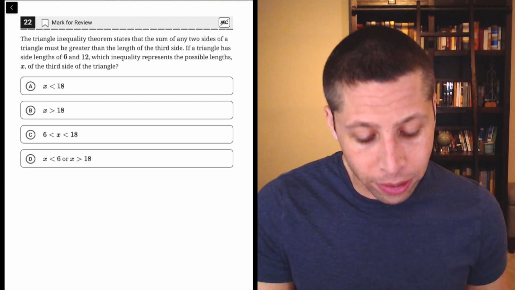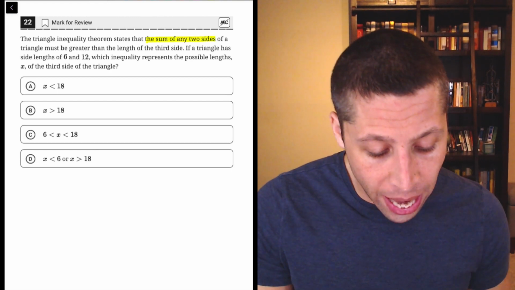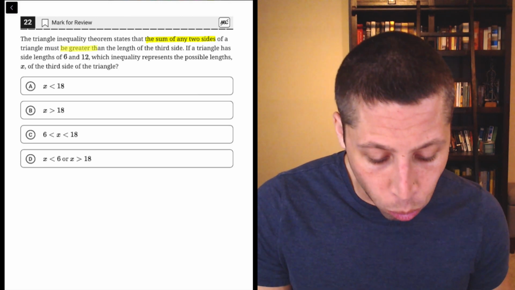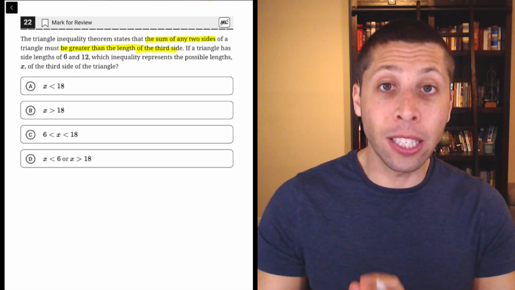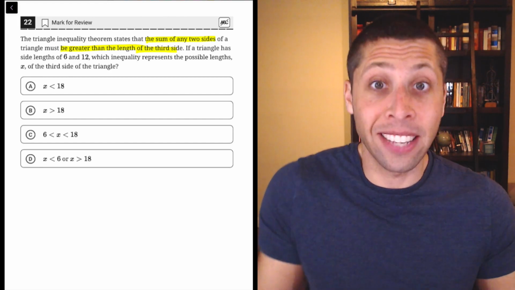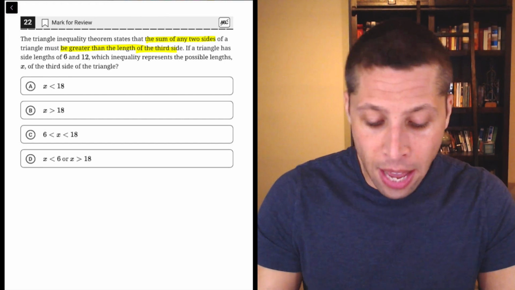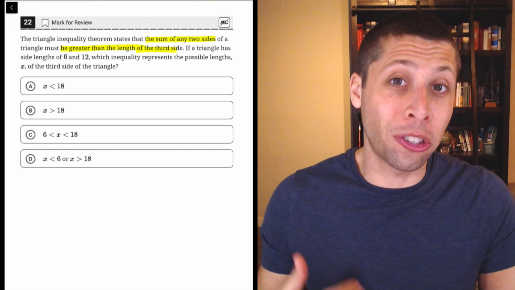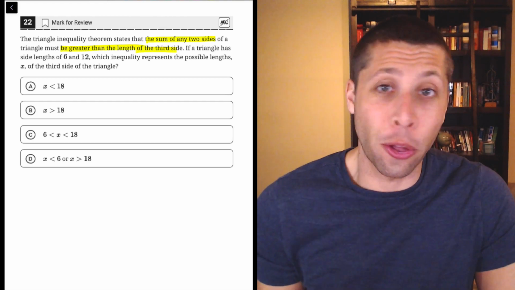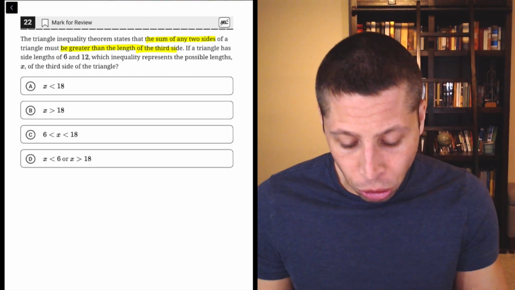The triangle inequality theorem states that the sum of any two sides of a triangle must be greater than the length of the third side. Okay, so that is a simple thing that we can follow just by coming up with some triangles and testing out some sides, testing out some numbers. They do give us two of the side lengths, 6 and 12. And then the answer choices are kind of, in a way, giving us the third side that we can try out. So let's just try choice A.